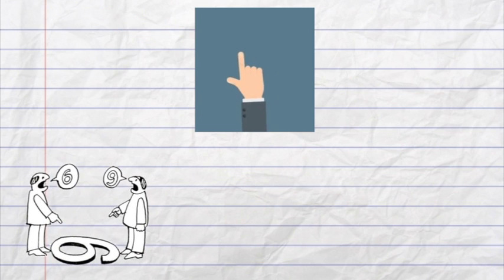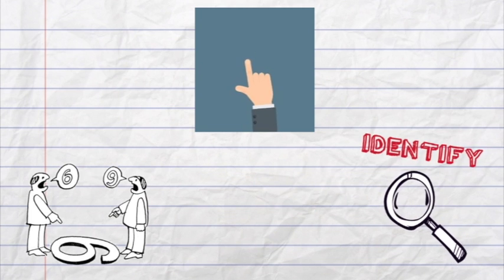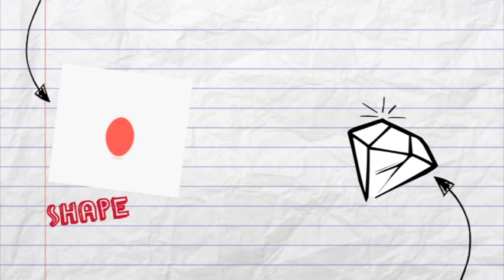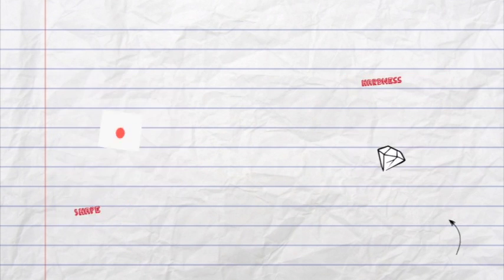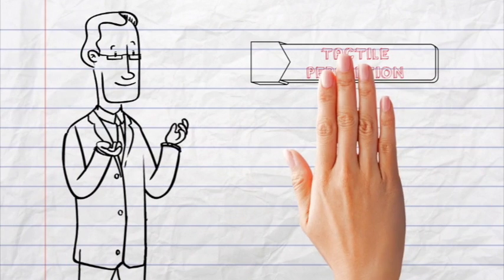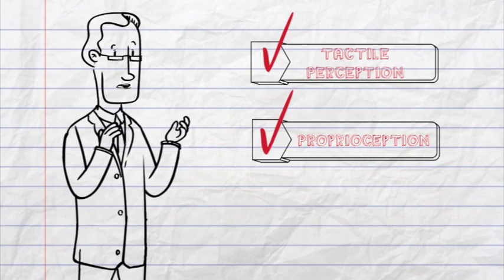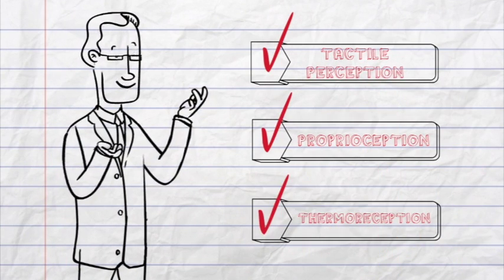Let's answer it. It is the active touch process by which we are able to perceive and then subsequently identify objects based on their shapes and other properties, such as hardness. But we also do this through integrating tactile, proprioceptive, and thermoreceptive information.